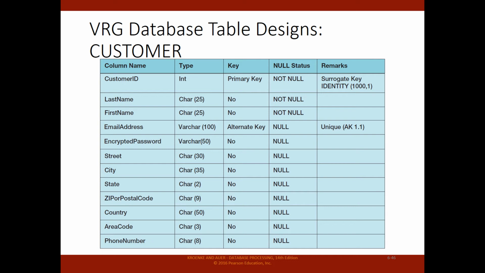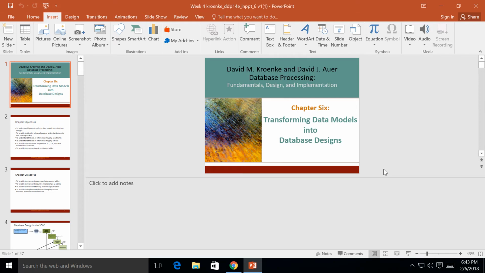Kind of similar to this one. You will have the column name, then the phone type or the column type or data type for it, and then whether it is a key or not, null status, and remarks. Remarks are like notes. You can put whether it is an alternate key, or any other information that you feel is necessary. So that was the first one.